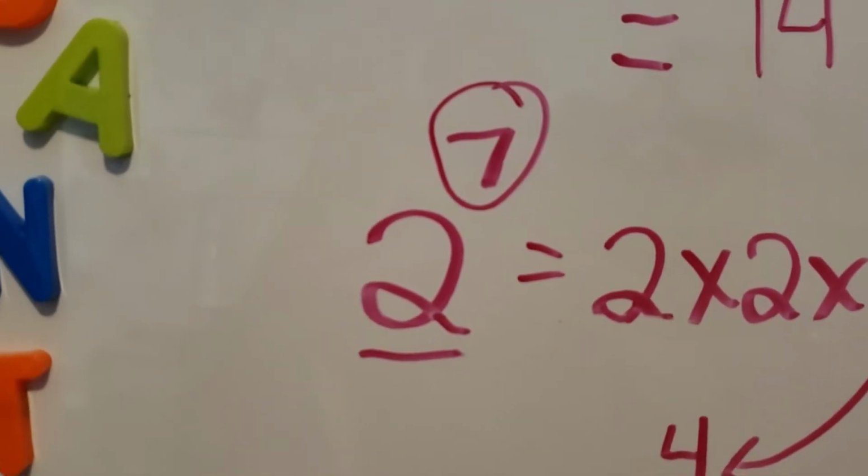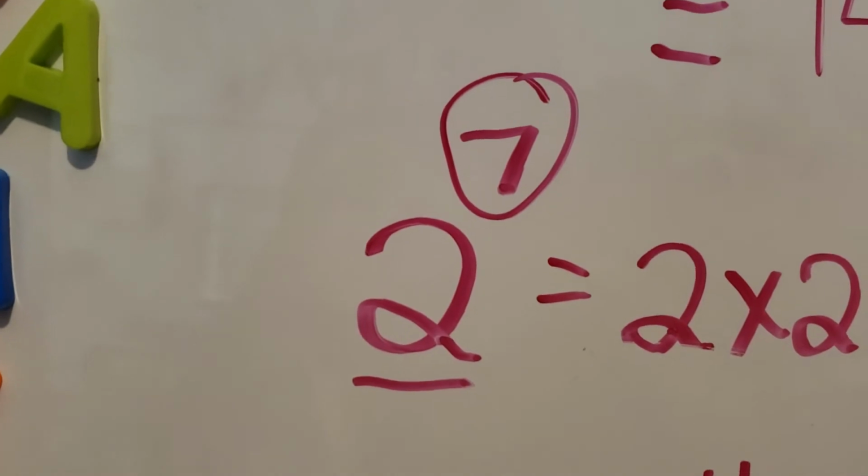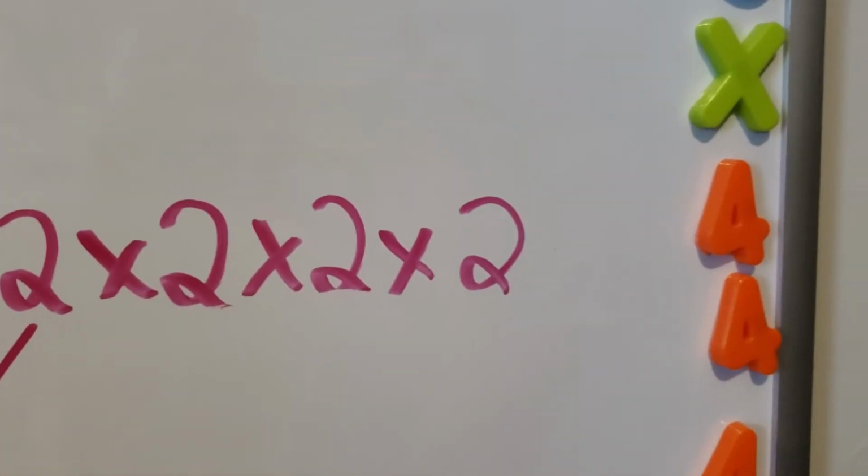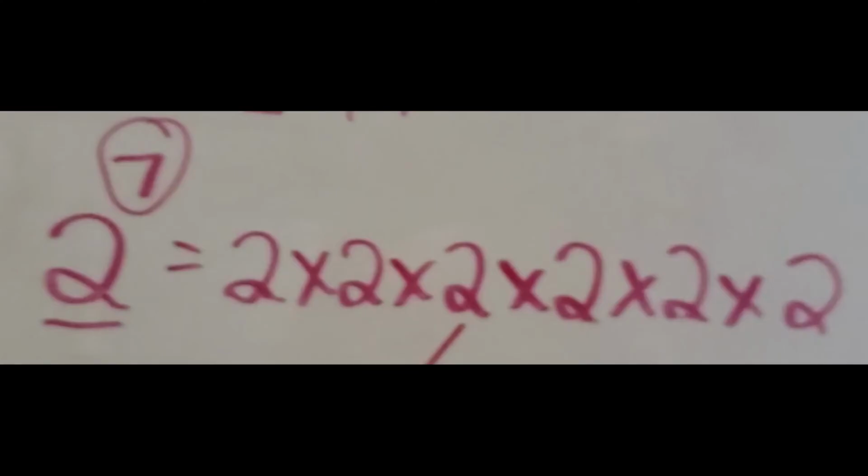So 2 to the 7th power can only be written really one way, and that's 2 times 2 times 2 times 2 times 2 times 2 times 2. I don't know how many 2's I just read, but you get the point. You're multiplying the number 2 7 times.